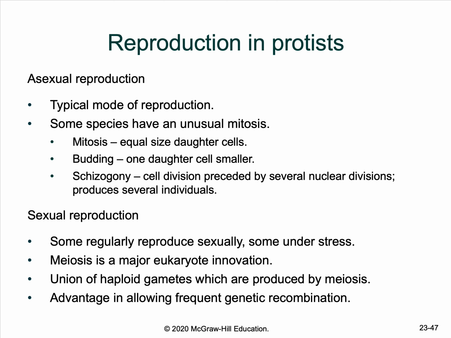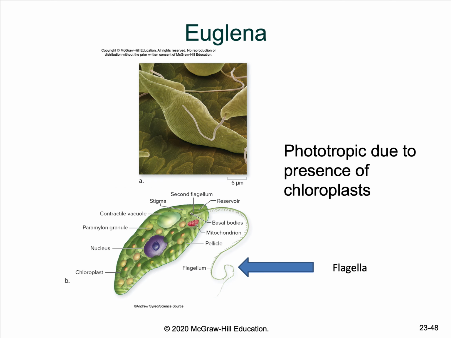And so we're almost done. I'm going to show you a few examples of some protists, and anything that I have highlighted on these cells, I really hope that you write it down and practice it because it will be on your exam. So the first one is a Euglena.